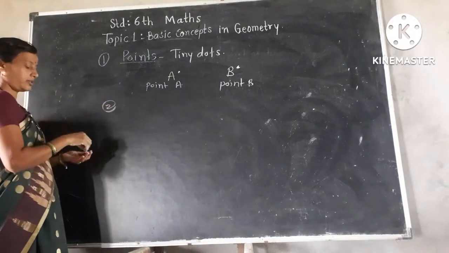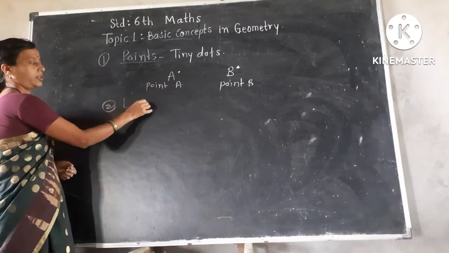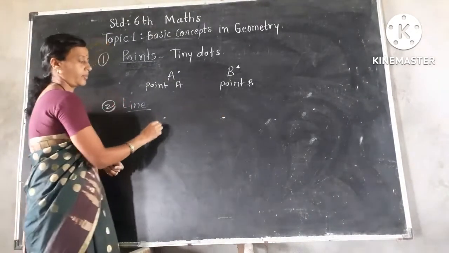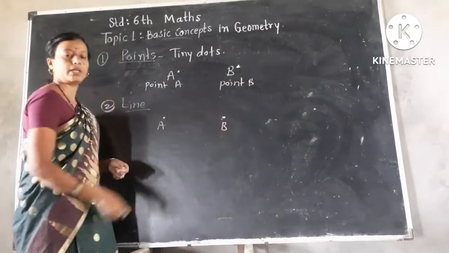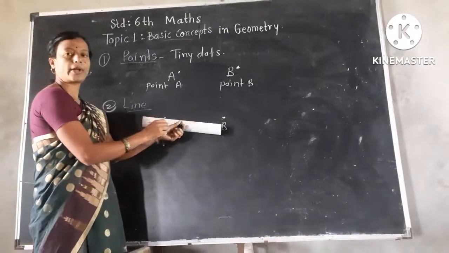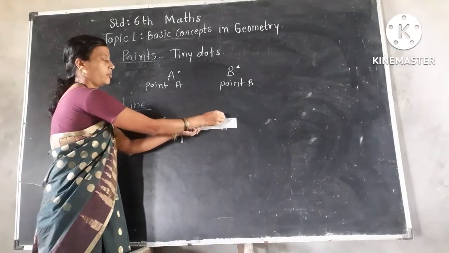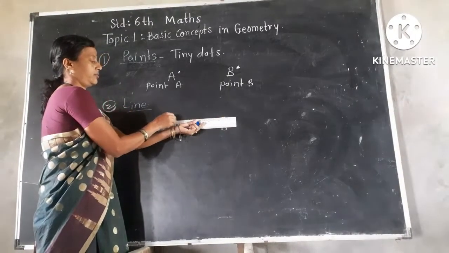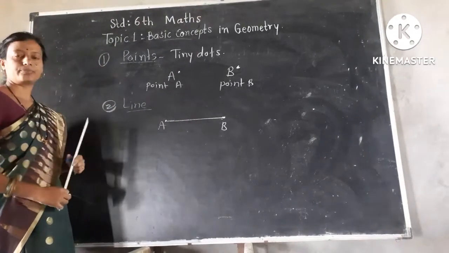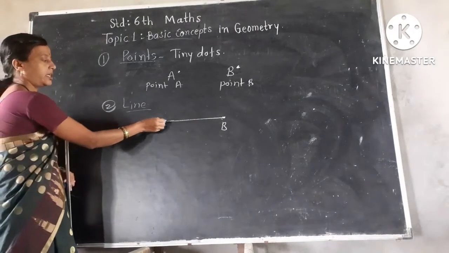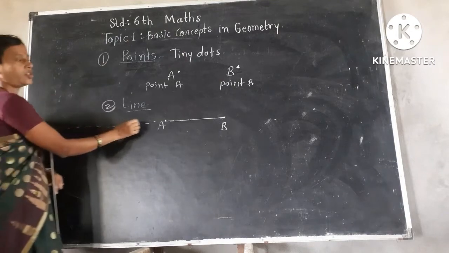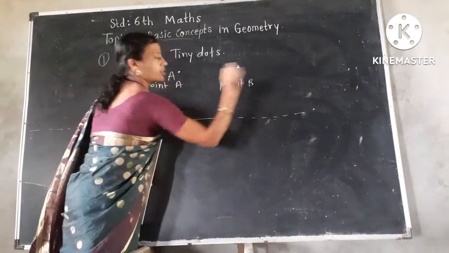The second geometric construction is the line. If we take 2 points, point A and point B, and join them with the help of a ruler, we get a straight line. This is called a line. Can it extend? Yes, it can be extended on both sides, to the edge of the blackboard or the edge of the paper.